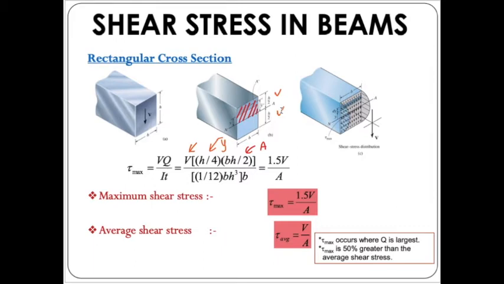right? So as you can see here, this equation that is given, which is a standard equation of 1.5 V divided by A, is only applicable for a rectangular section. So for other sections, such as I section and so on, this equation of 1.5 V over A is no longer applicable. So you have to calculate the value one by one.